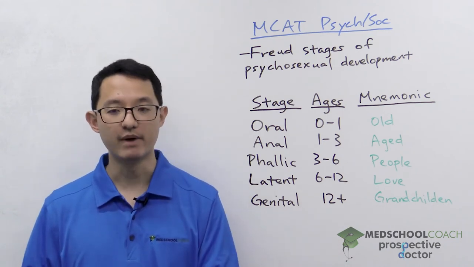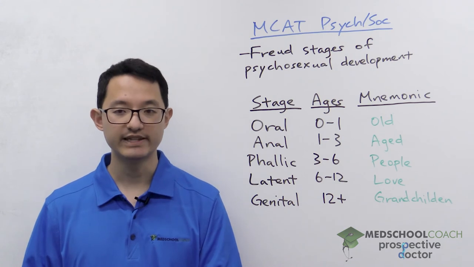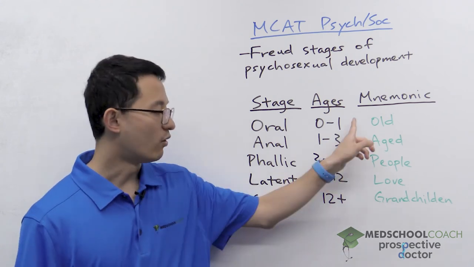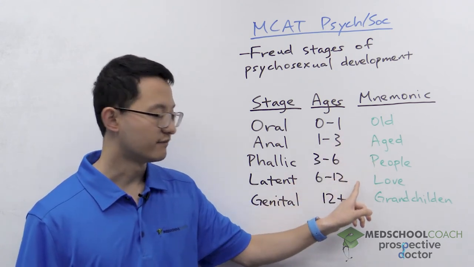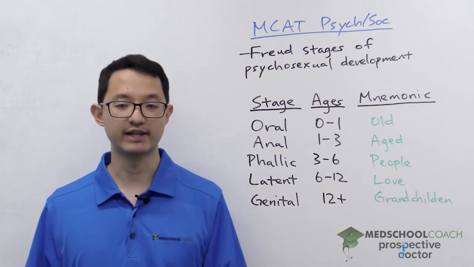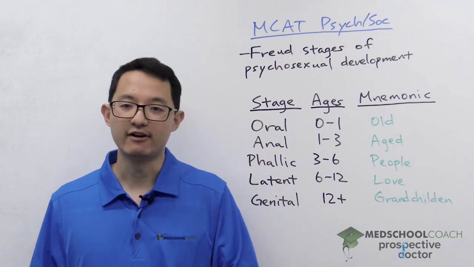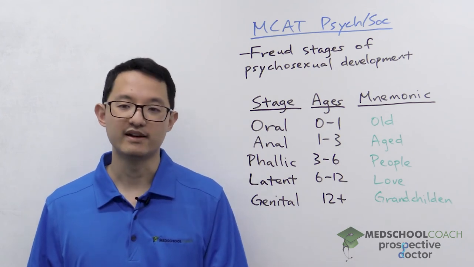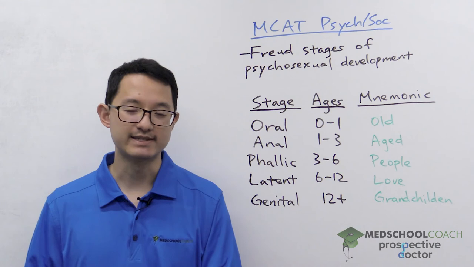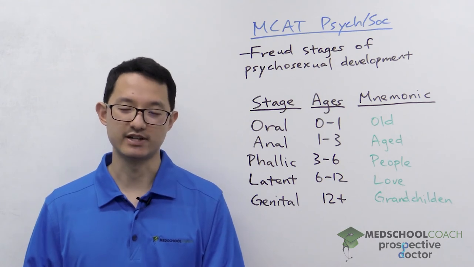The mnemonic for memorizing the order of these five stages is: Old Aged People Love Grandchildren. So if you look at the first letters of the stages in our mnemonic, you can see how Old Aged People Love Grandchildren can help you memorize Freud's stages of psychosexual development.